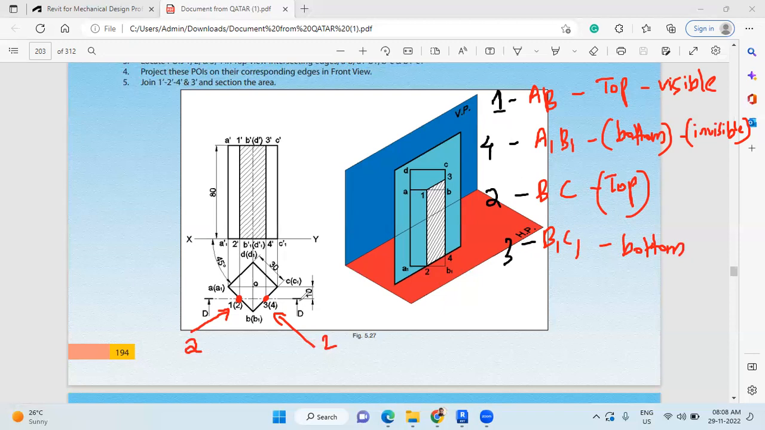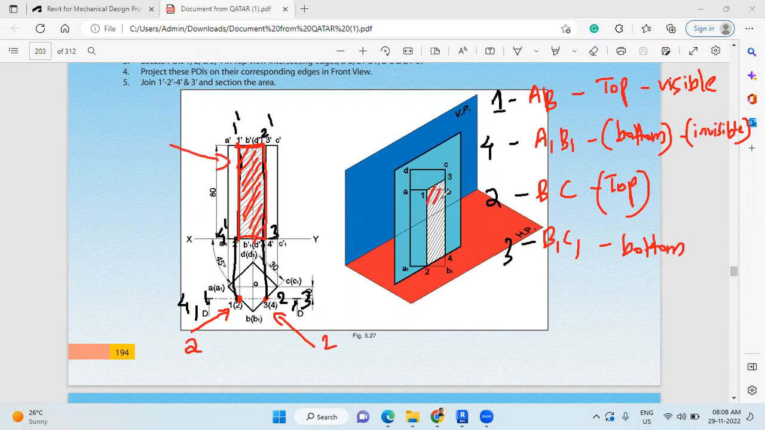But in this drawing, they are not applying like this, so you have to use my concept. So I will name like this: 1, here 2, then 3 and 4. Then project these points to the front view. So AB, you will get one dash on AB. You will get 4 dash here, 2 dash here, and 3 dash. Then very simple, join 1, 2, then 2, 3, 3, 4, 4, 1.